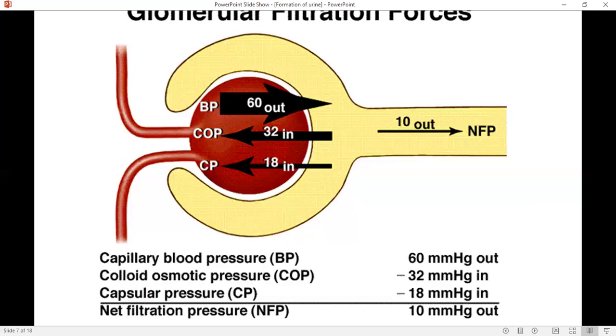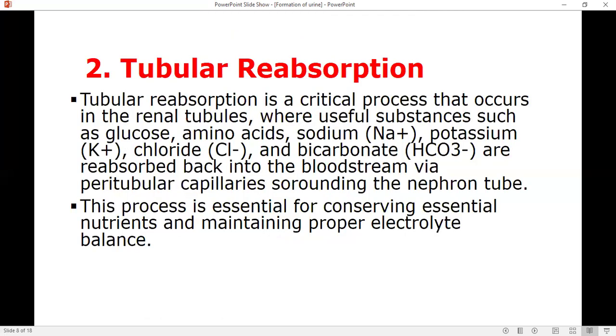So you understand what glomerular filtration is all about? That is simple. When they tell you in an exam to explain urine formation, just mention those four and start explaining one by one. Okay. Then we are going to tubular absorption.